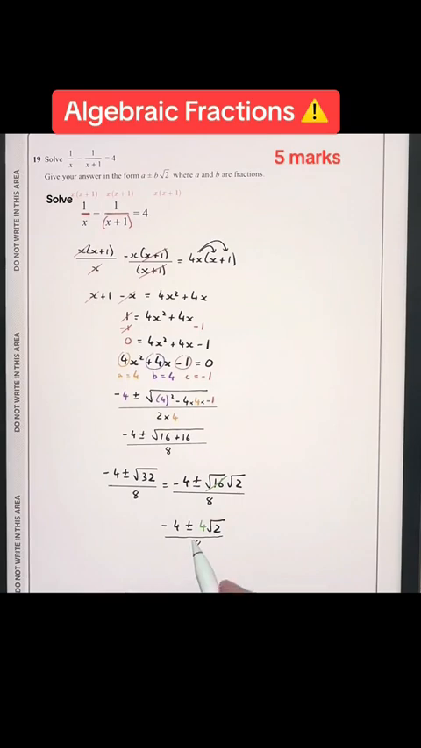As it's divided by a single term, I can now split up my fraction as being negative 4 divided by 8 plus or minus 4 root 2 divided by 8. Simplifying each fraction, negative 4 divided by 8 will simplify to give us negative a half, because I'm just dividing top and bottom by 4. Plus or minus 4 root 2 over 8. Again, top and bottom are both divisible by 4. That will give us plus or minus a half lots of root 2.